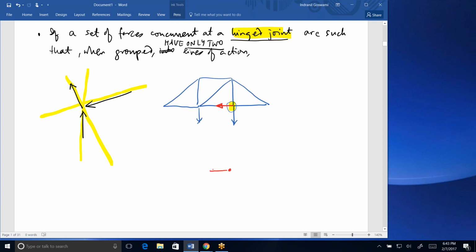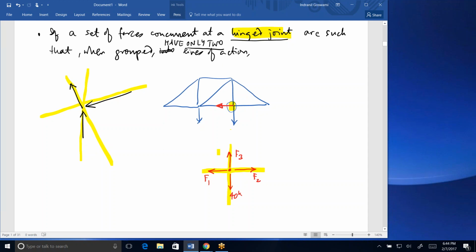So if we draw the free body diagram of that, we will call that some force, F1. Another member force, we'll call it F2. Another member force, we'll call it F3. And then you have the 40 kip load, right? So there are four forces, of which three are member forces. One is an externally applied force. Your lines of action, if you draw them, are this one and this one.